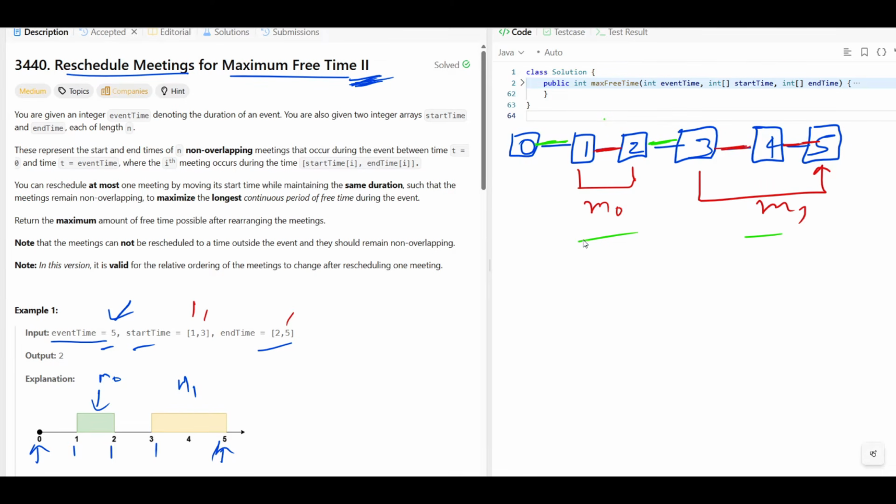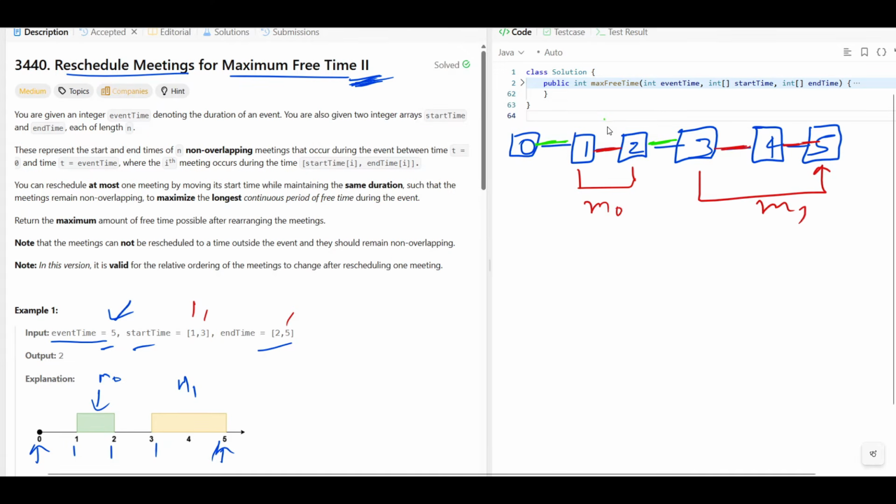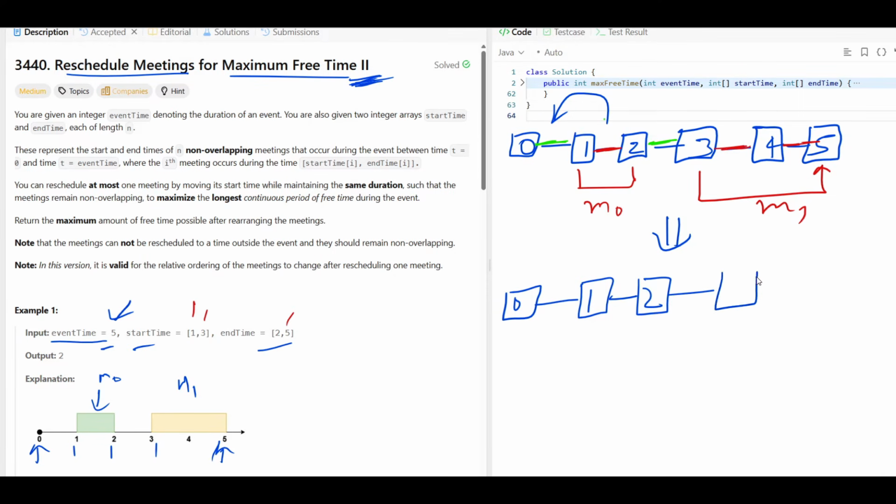So let's suppose we have these meetings, right? And if I want to move this meeting from here to here, can we move it? So it will look like how? Let's understand. The next meeting is from 0 to 1, right? And 2 is here, then we have 3 here, then 4 here, and then we have 5. Can we say that? We can say that, right?